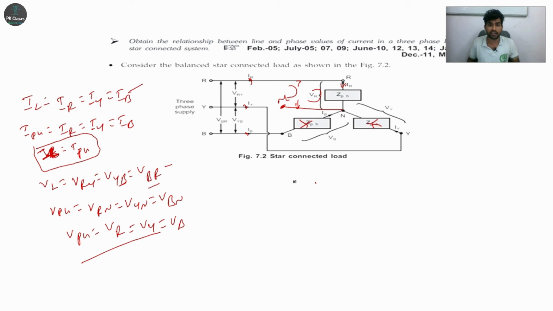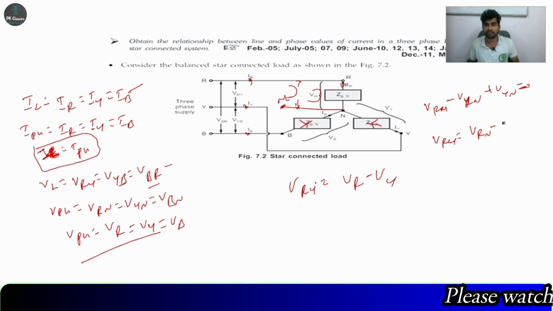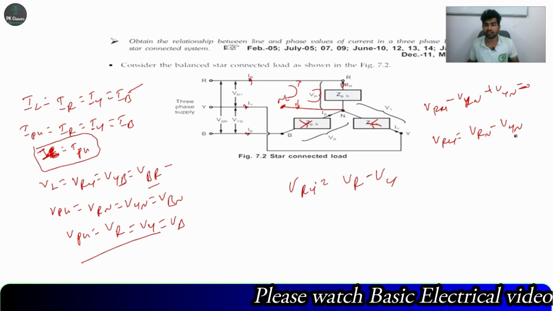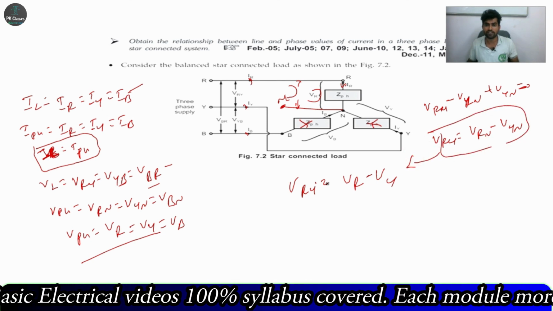So next is the derivation. VRY, I can write as VR minus VY, right? Apply the loop equation: VRY minus VRN plus VYN is equal to 0. So definitely VRY is equal to VRN minus VYN, right? So this is the equation. Neglecting neutral, you get VR minus VY, right?